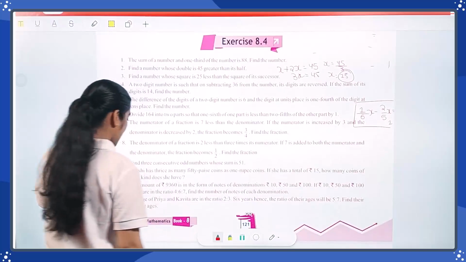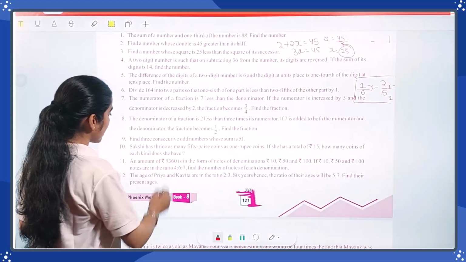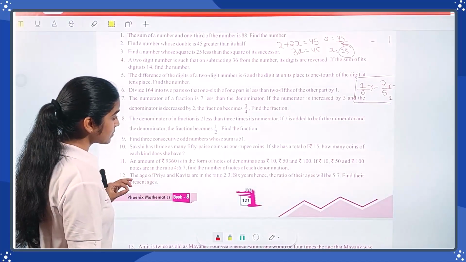Okay. Next, Sakshi has thrice as many 50 paise coins as 1 rupee coins.